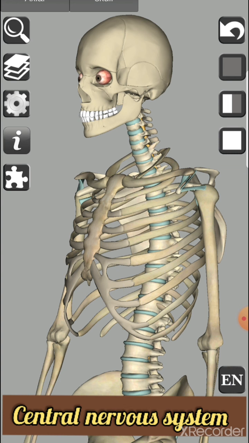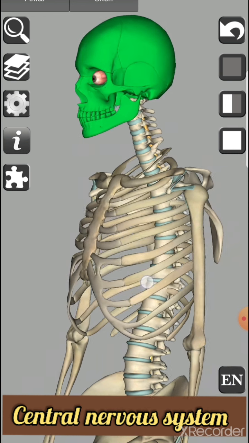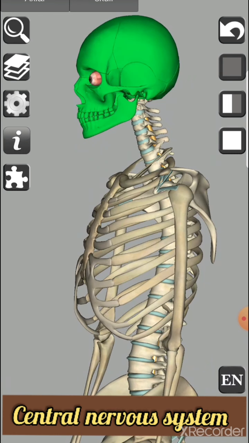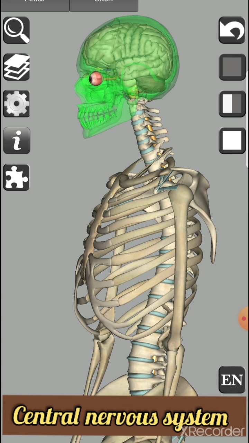And where is it located? Yes, it is safely located in our skull. It is protected by our skull. It is located inside our cranial cavity. So here we can see there is a brain. The brain is located inside our cranial cavity.